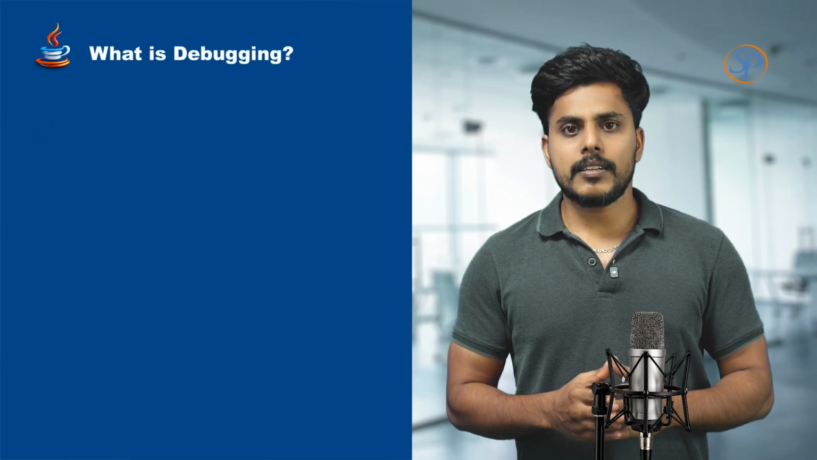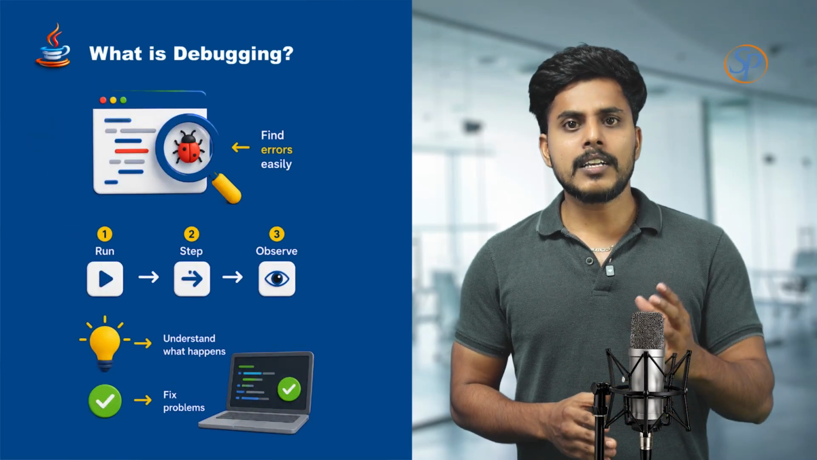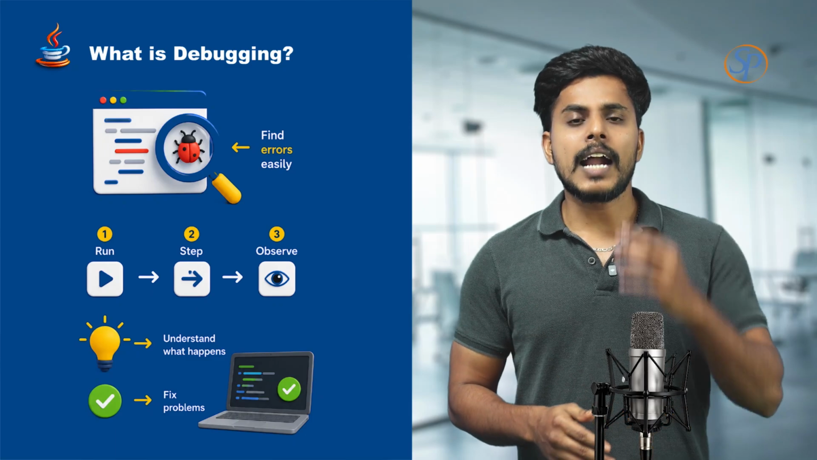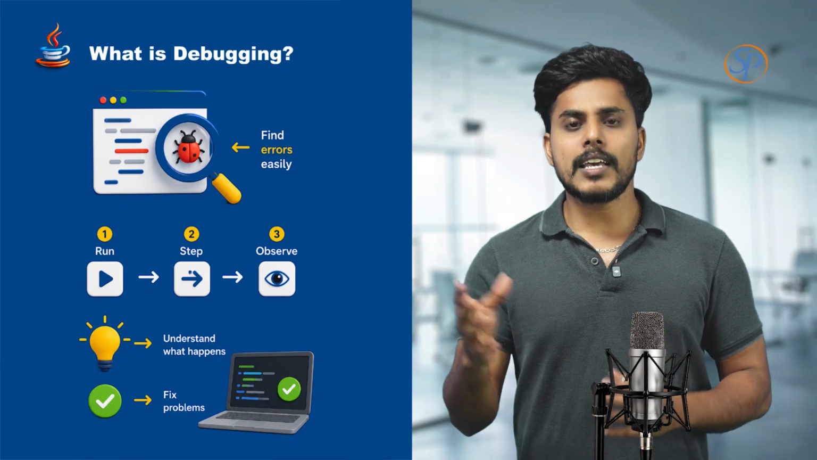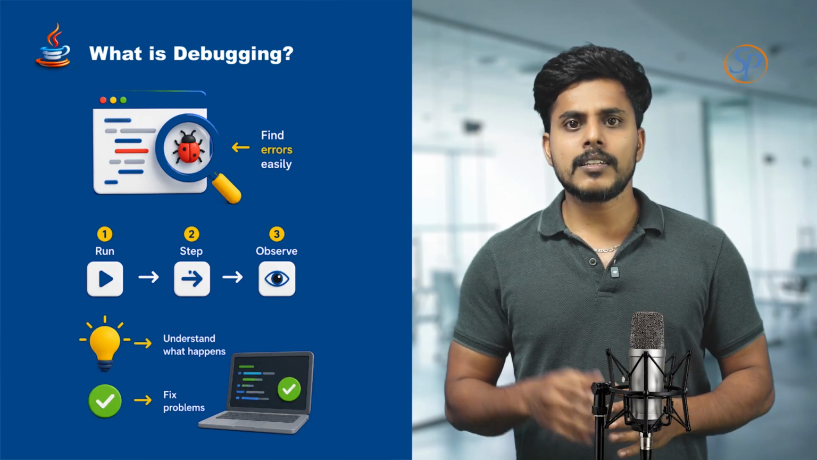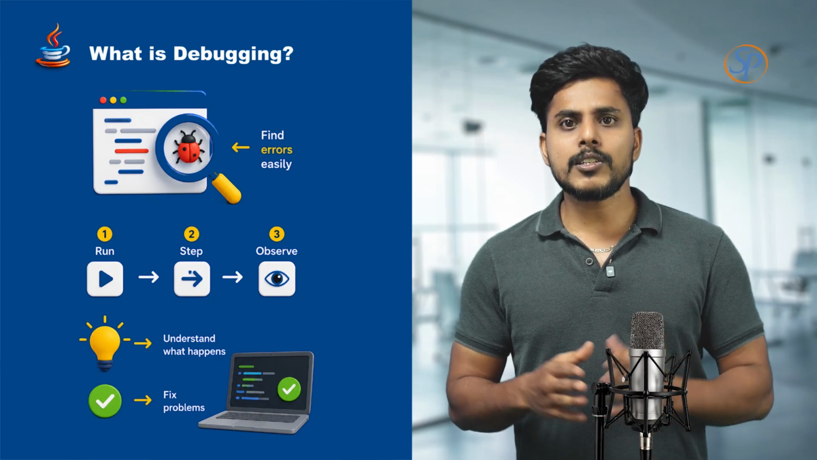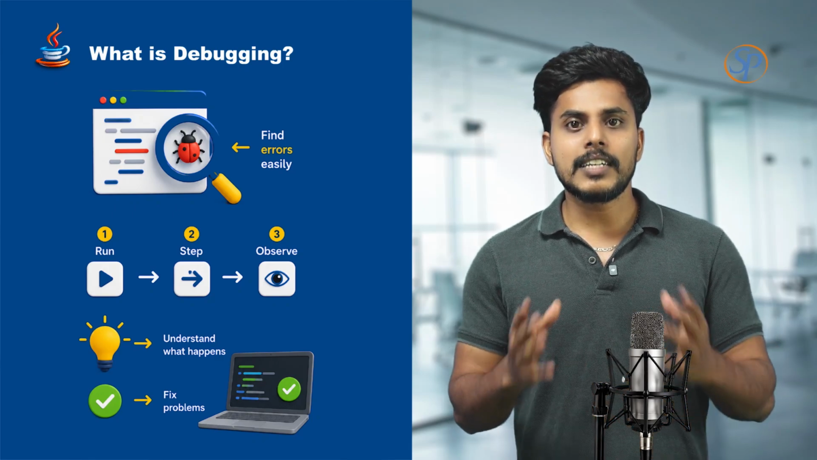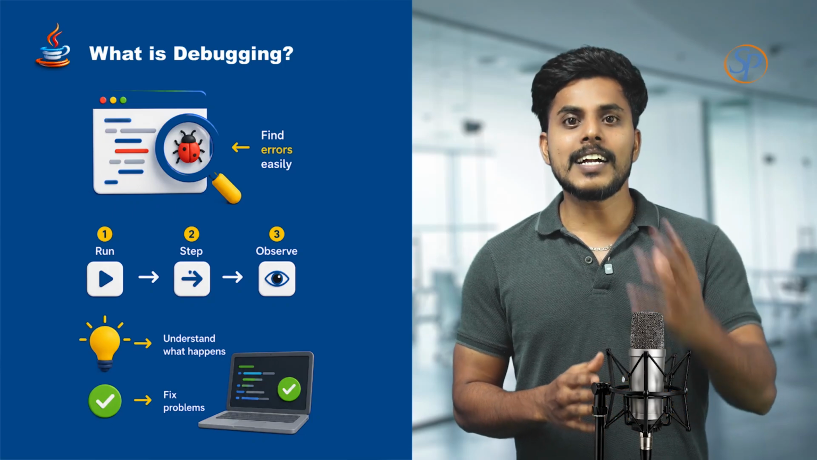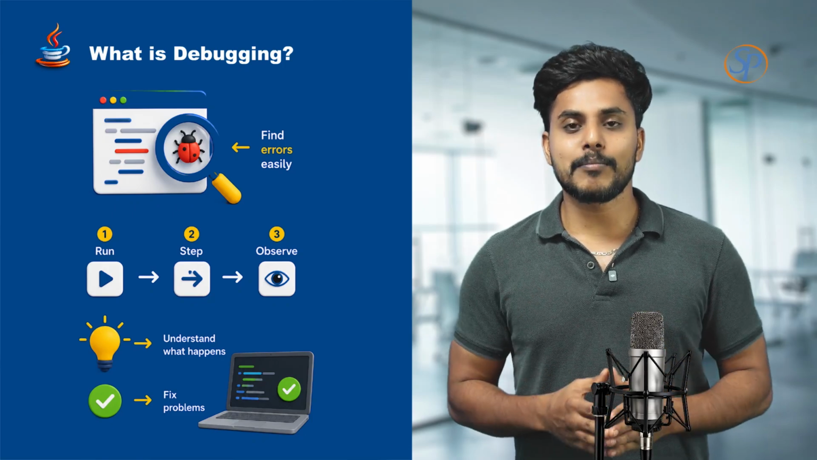What is debugging? Debugging means running the program step by step and observing how the code is executing. It helps us understand what is happening inside the program and also helps us identify errors easily. Let's understand with a simple example.